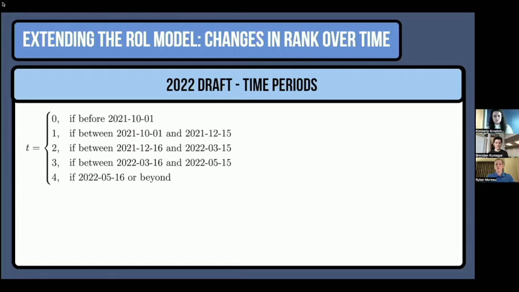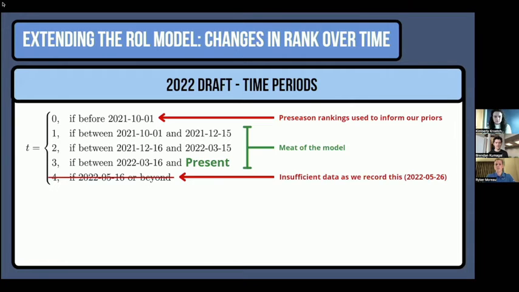Looking at each time period, we can note a few things. First, the preseason will be used to inform our priors, as that is the start of our ranking data. Next, the middle 3 periods are considered to be the meat of our model, since this is when the majority of rankings come out. And lastly, due to the timing of our analysis, there is insufficient data coming from the postseason rankings. Therefore, we will not consider this time period in our analysis.